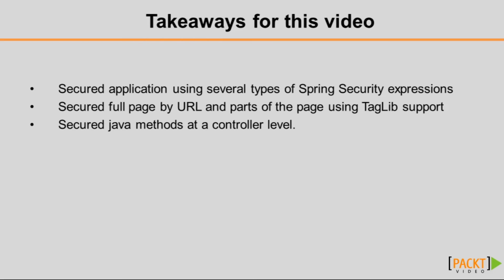Throughout this section, we used in practice several types of Spring expressions to secure our application. We started by securing a full page by its URL. We then secured parts of the page using the taglib support that Spring Security provides, and finally we secured Java methods at the controller level.